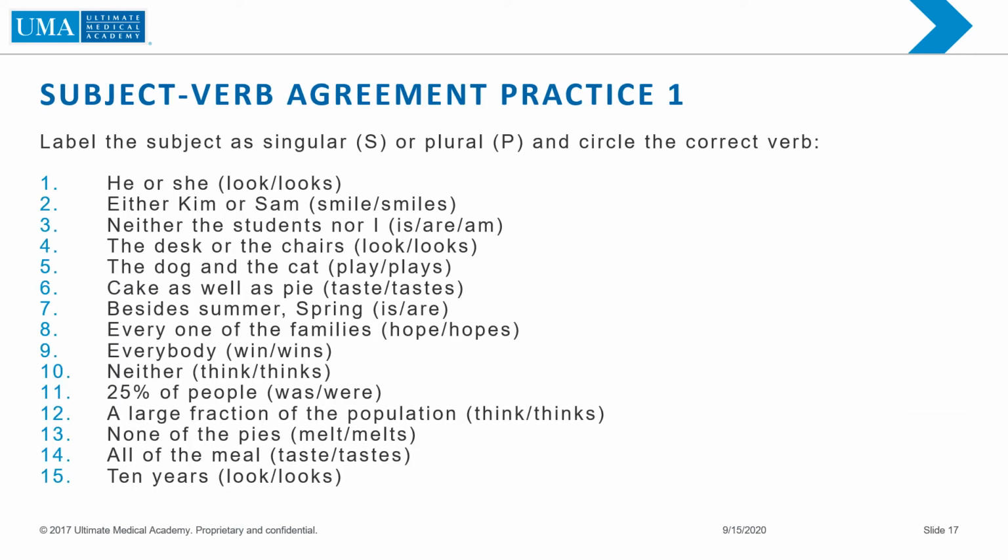Alright guys, so subject-verb agreement, practice 1. We're going to label the subject as S for singular, P as in plural, and C for the correct verb. Okay, so we'll label S for singular, P for plural, and C if it's the correct verb. Alright?